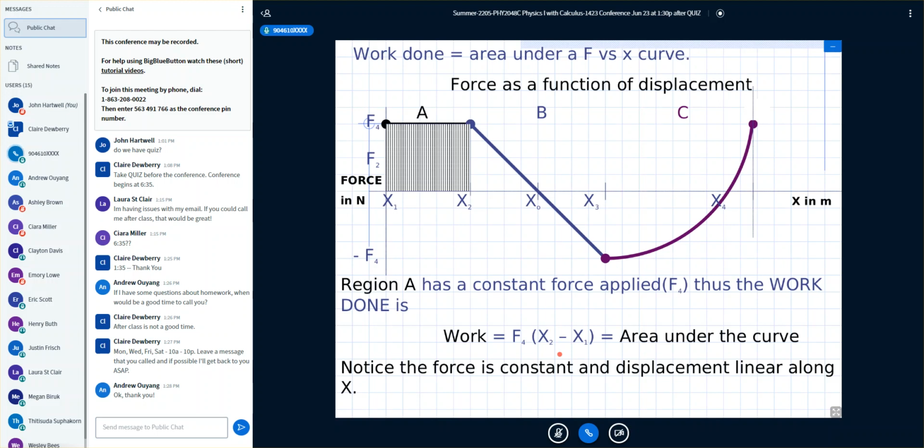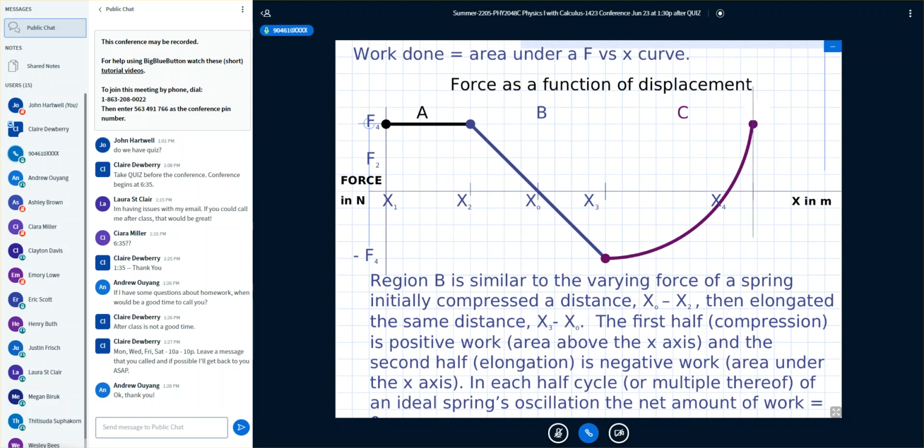If you're in traffic engineering, so certainly it's the area under the curve. In this example, of course, the force was constant and the displacement was linear. And that's kind of the simplest kind of mechanical energy or work that you can have, as a matter of fact.